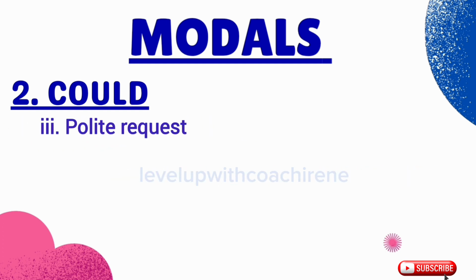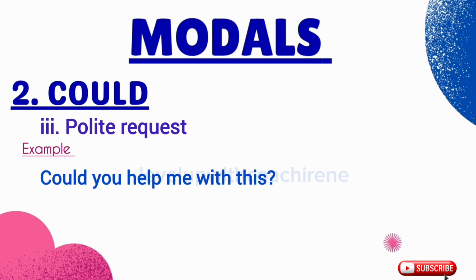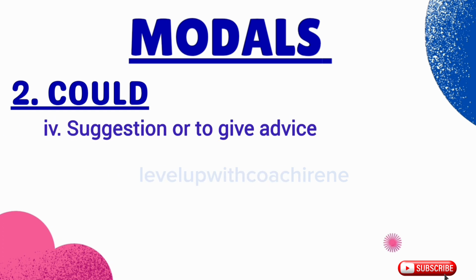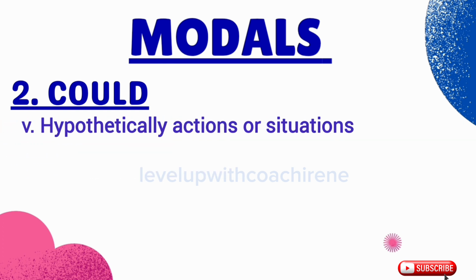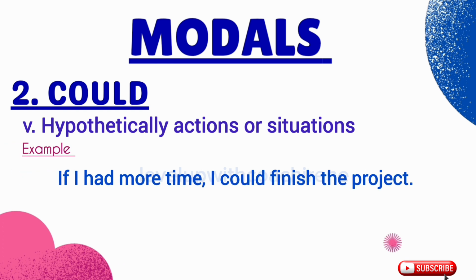Number 3, for polite requests. Could is commonly used to make polite requests. For example, could you help me with this? Number 4, it is used for suggestion or to give advice. For example, we could go for a walk. Number 5, could can be used to express hypothetical actions or situations, often paired with if clauses. For example, if I had more time, I could finish the project.